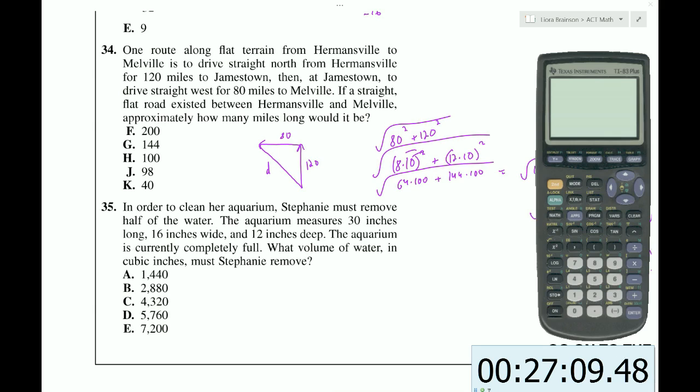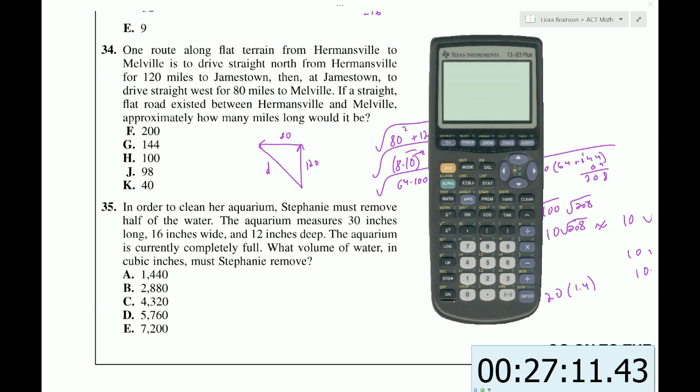Alright, so let's just use the calculator. So 80 squared plus 120 squared, equals, square root, answer, equals. Alright, G.